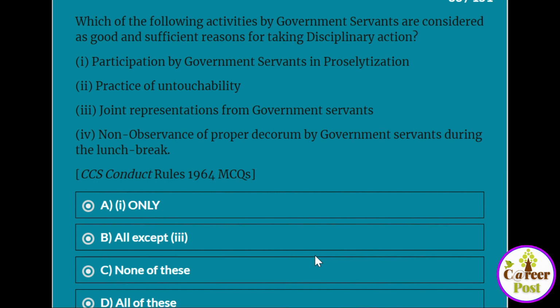Which of the following activities by government servants are considered as good and sufficient reasons for taking disciplinary action? One, participation in proselytization. Two, practice of untouchability. Third, joint representations from government servants. Fourth, non-observance of proper decorum by government servants during lunch break. The answer is all of these.